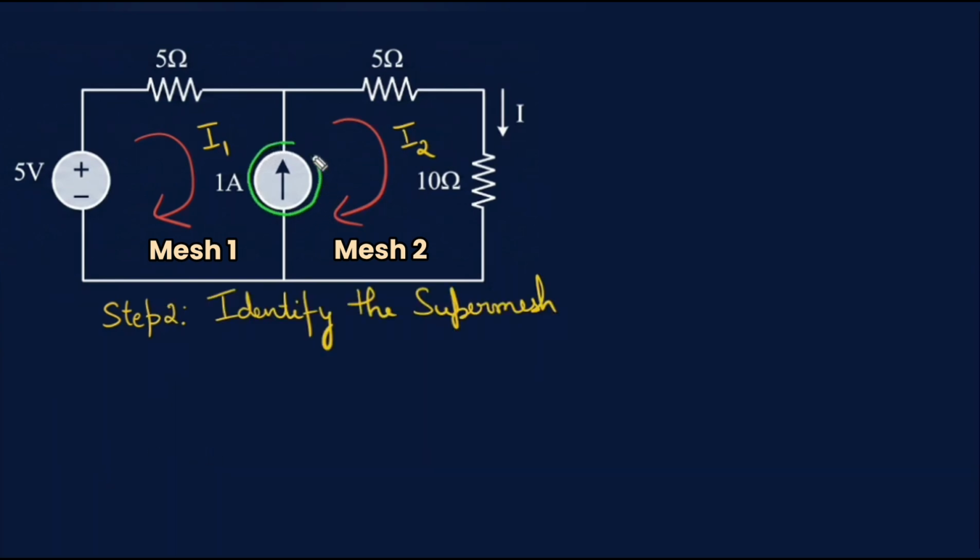Now notice that the 1 ampere current source lies on the common branch between the two meshes. Because the voltage across a current source is unknown, we cannot write KVL separately for the two meshes. So we combine the two meshes and form a supermesh.